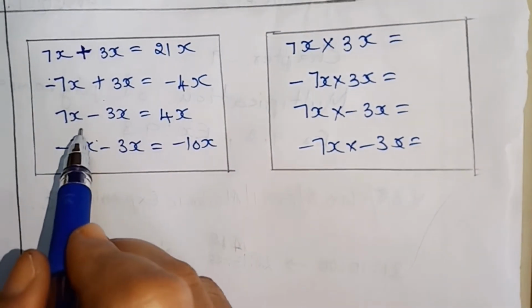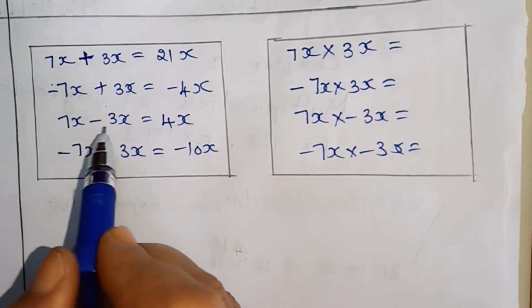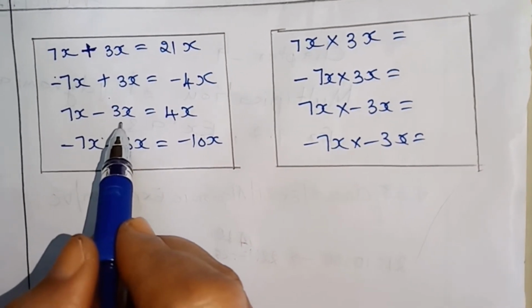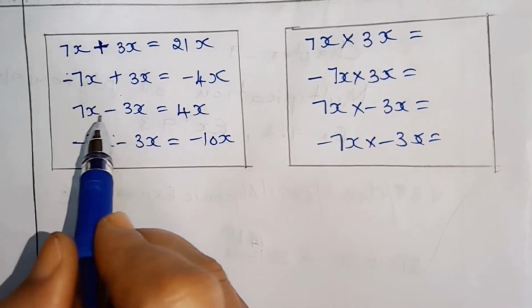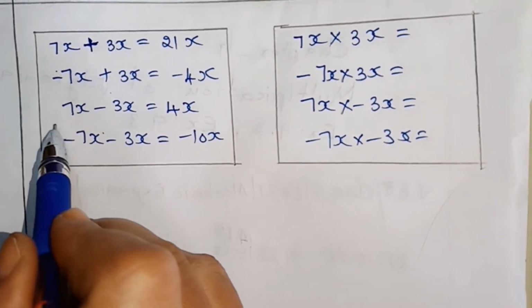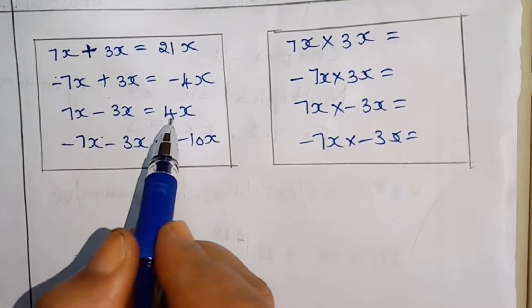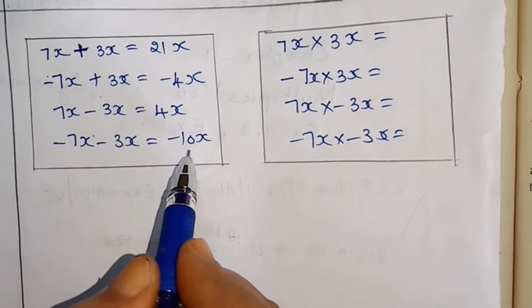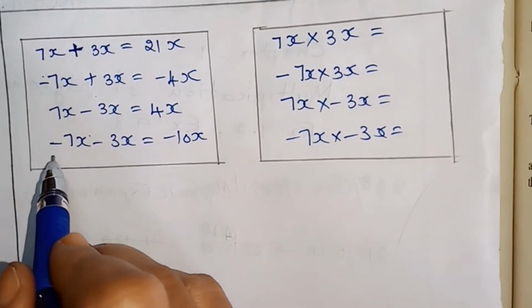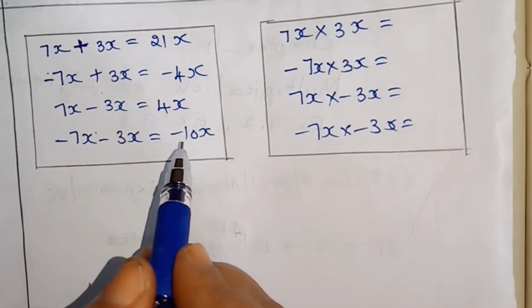In the same way, 7x minus 3x is equal to 4x. One positive, one negative, subtract and write the sign of the bigger number. In this 7x and 3x, 7 is big and its sign is positive. So it is 4x. 4x means plus 4x. Minus 7x minus 3x is equal to minus 10x. Both are negative, so we add and you get a negative number.